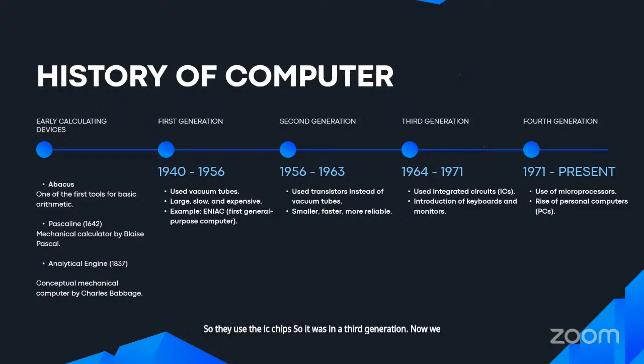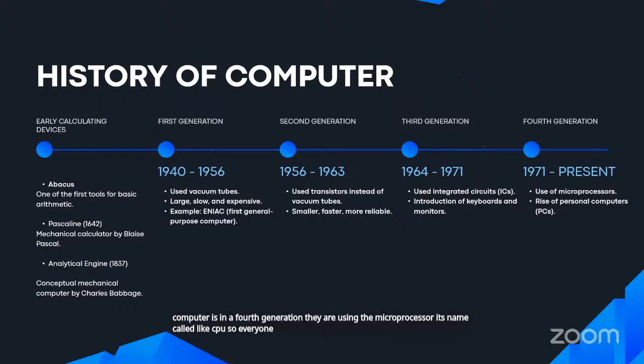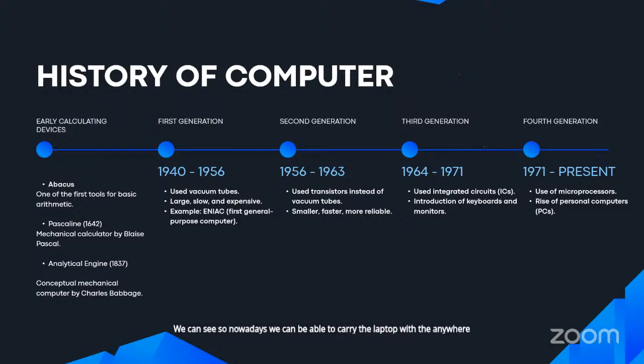Now we are using computers of the fourth generation. They use the microprocessor, called the CPU. Everyone might know that CPU stands for central processing unit. This central processing unit is used in our current, fourth generation. That is how the computer has evolved. Nowadays computers are very small, and we can carry a laptop anywhere. But in the earlier days, when they were using vacuum tubes or transistors, the computer was very big and we couldn't carry it to other places. These are the evolutions invented day by day.